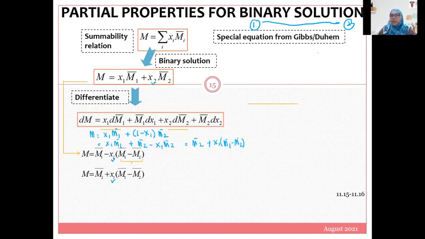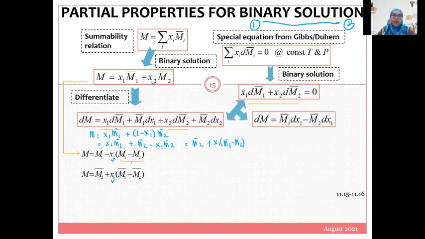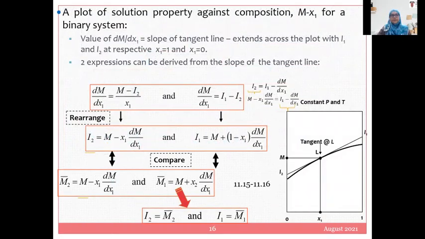Okay, special equation from Gibbs-Duhem. We have this equation based on the partial property, or the summation of the partial properties of each species equal to 0. And then we can also perform it based on the binary solution, and then we can compare between these two lines.